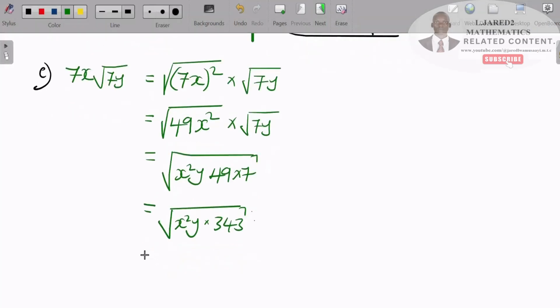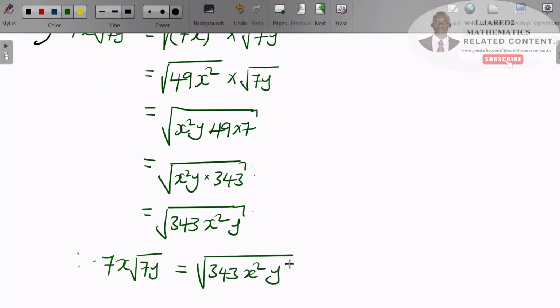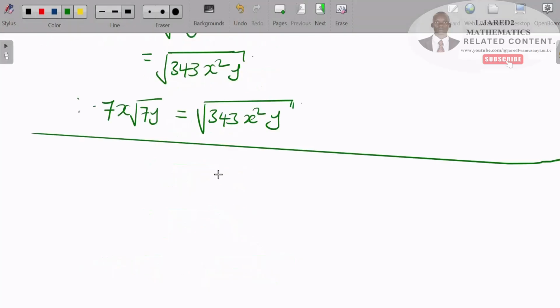So this is the same as the square root of 343 x squared y. Therefore, 7x multiplied by the square root of 7y is the same as having the square root of 343 x squared y as a single root or as an entire surd. So you can try out with this.